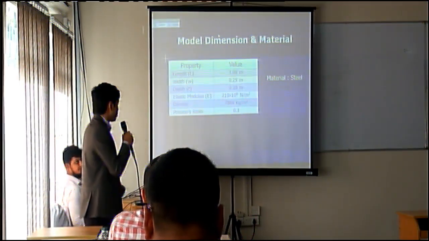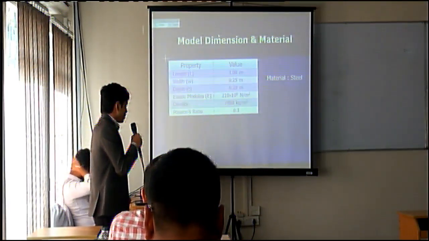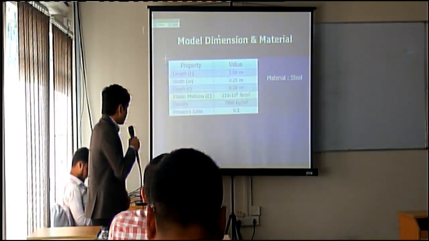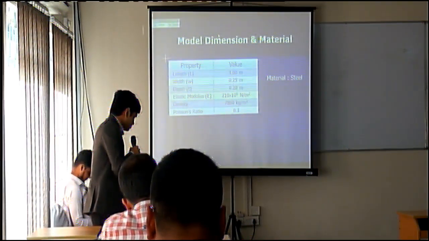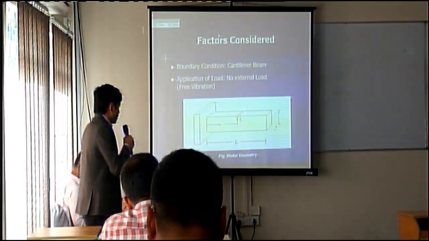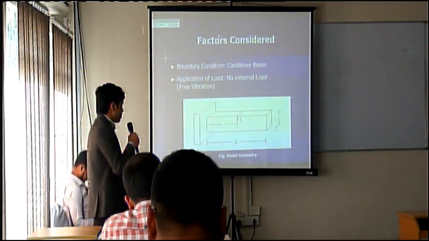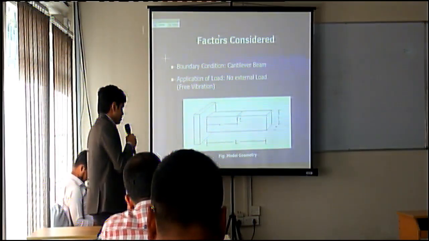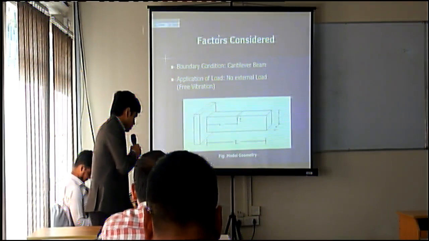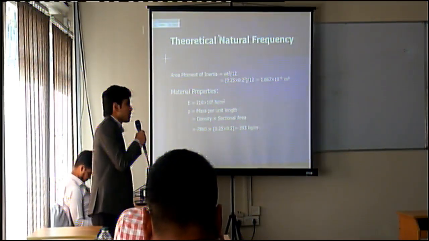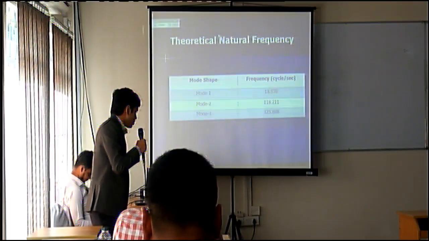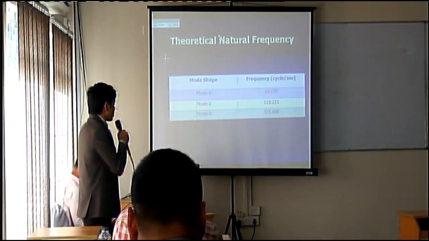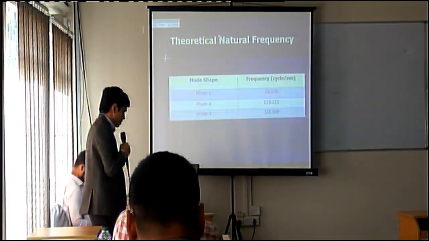So I have taken a model of a beam, the material is steel, and the length, breadth, and width are shown here. The boundary condition is cantilever beam, so one edge is fixed and one is free, with no external loading. And this is the theoretical calculation for frequency. I have calculated that the mode 1 frequency is 18.576.